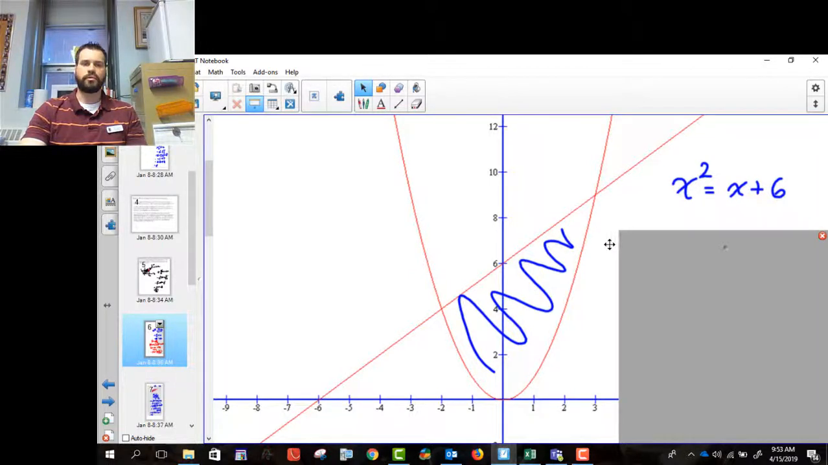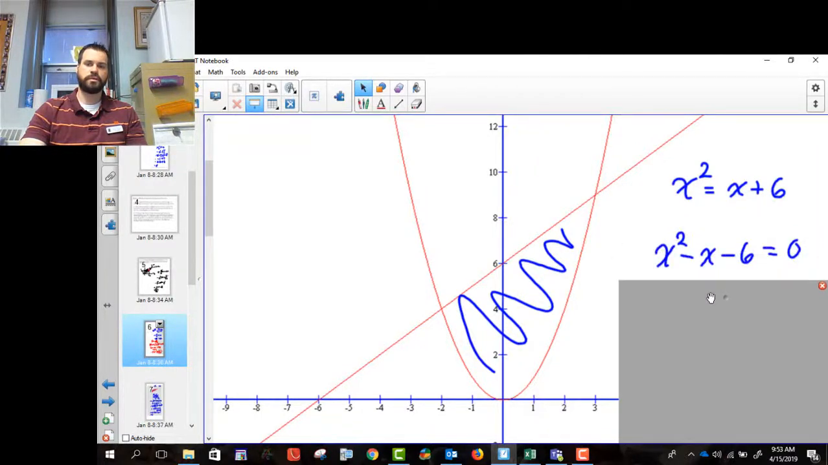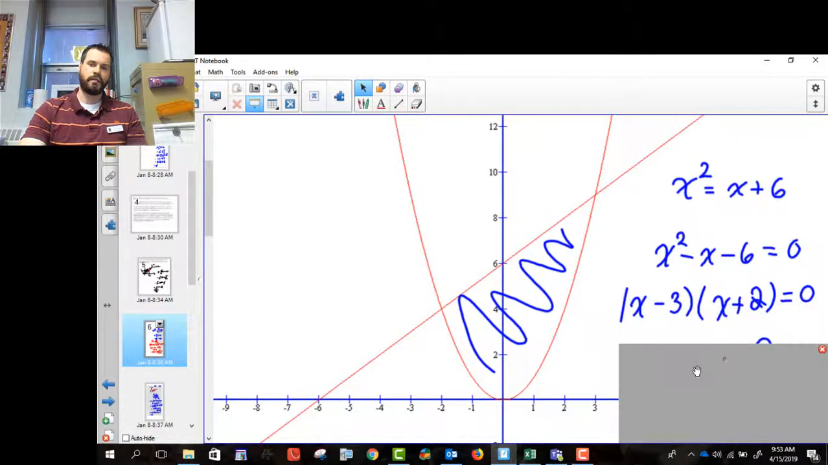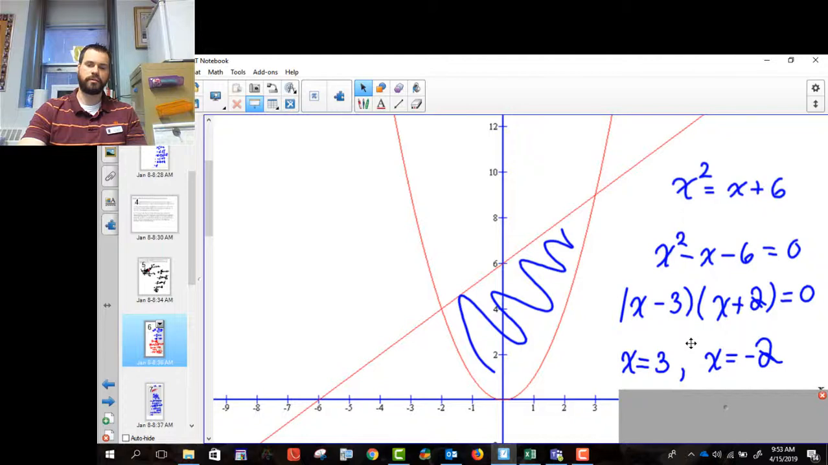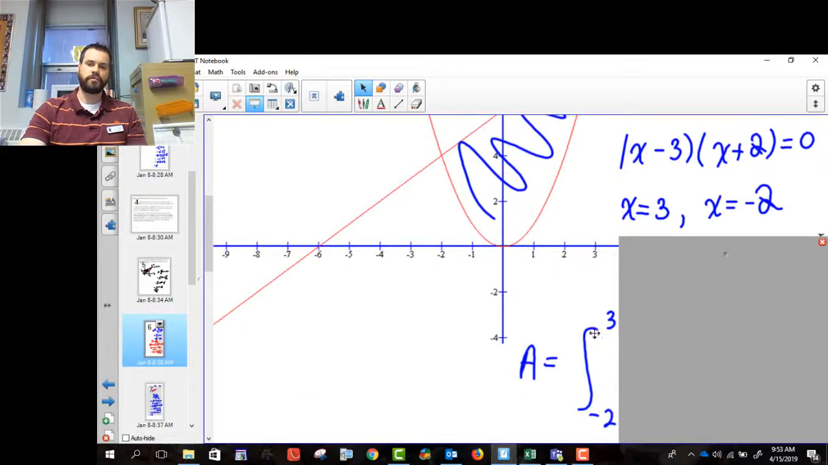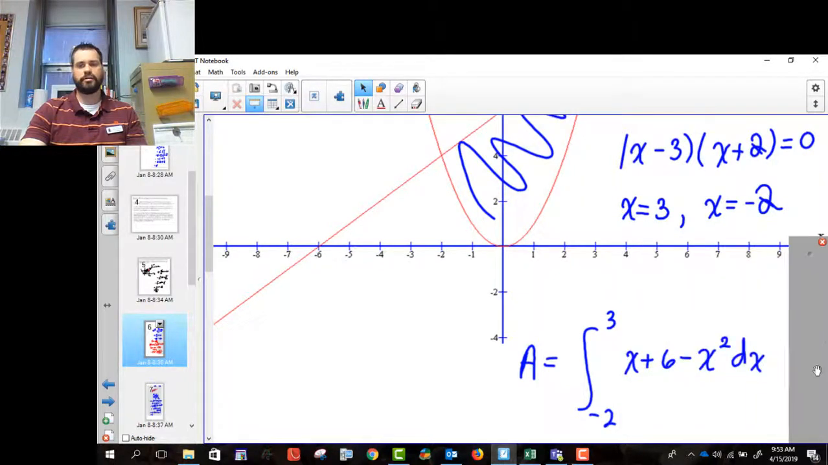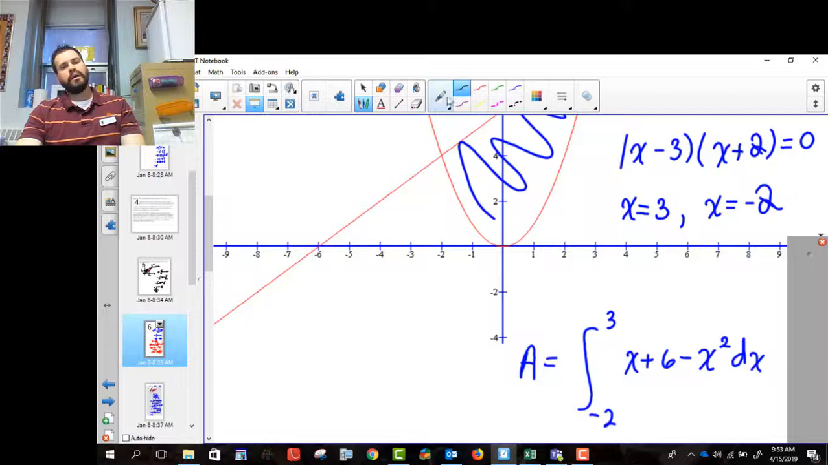But if you're not sure, or you want to make sure, you can set the two functions equal to each other. So I get x squared equals x plus 6. That means I slide everything to the left-hand side, and then it does factor. So I'm solving my quadratic, and I get my two answers. So all that changes is my integral, my area now is from -2 to 3, same integrand, x plus 6 minus x squared.